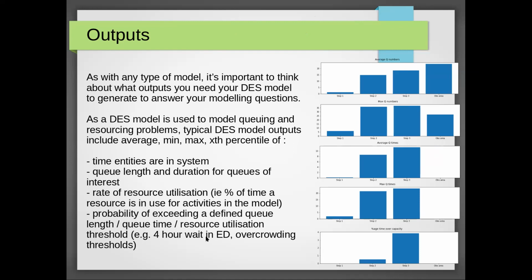And you might also look at the probability of exceeding a defined queue length or a queuing time or a resource utilization threshold. So what's the probability that you're going to exceed a 4-hour wait in your ED, or what's the probability that your waiting room is going to become overcrowded, for example? And the vaccination model that was built by one of our HSMAs last year looked exactly at that. The model would spit out the probability that they would become overcrowded in the waiting area, which obviously is an issue with COVID.